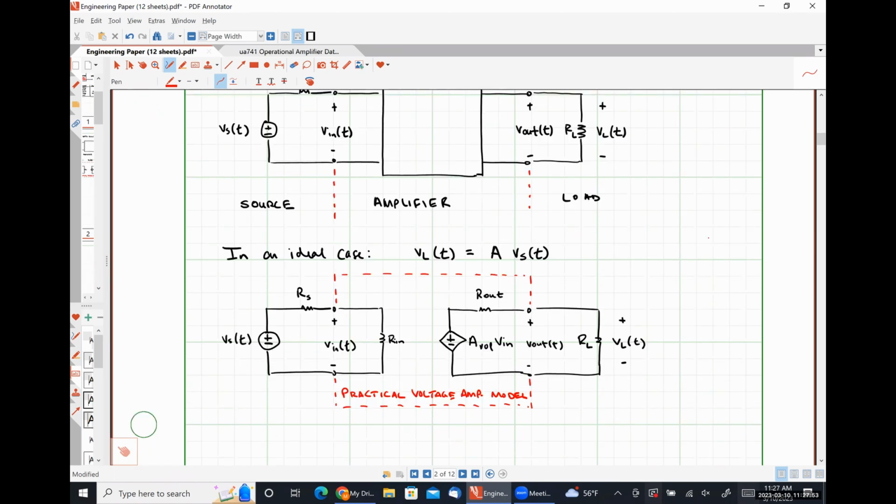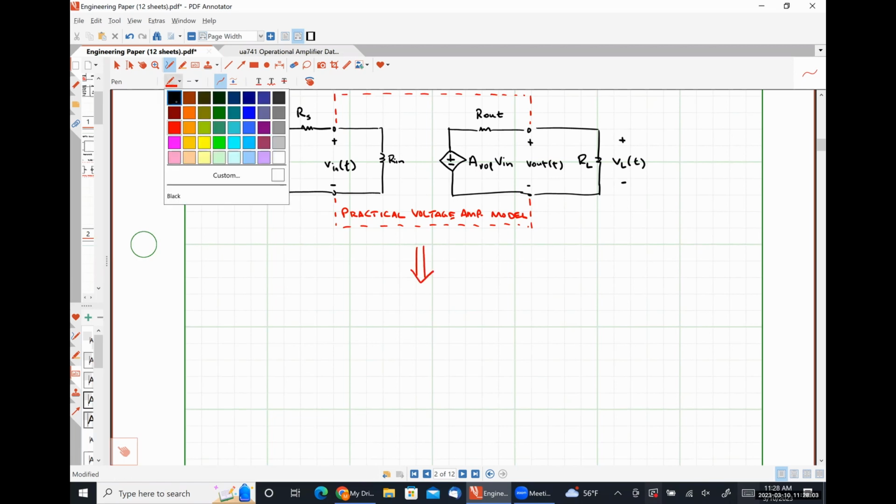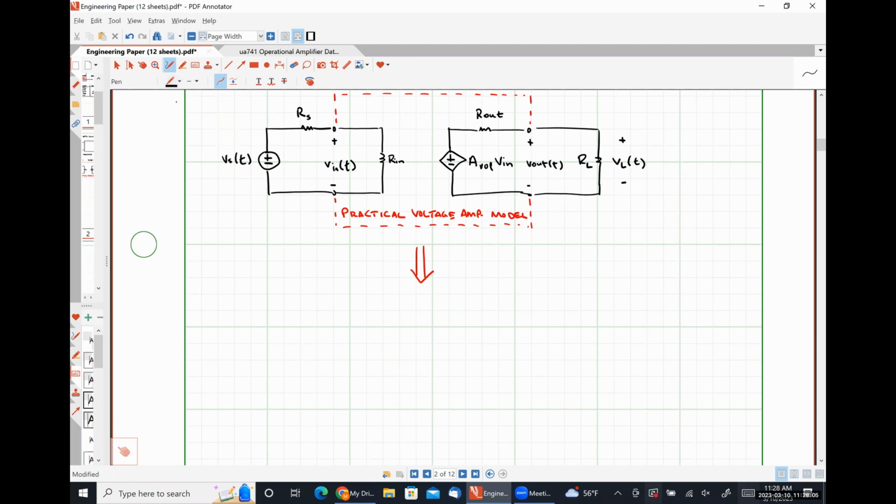So our op-amp model, which is just a modification of this thing, is going to look like this. So this terminal, I'm going to label with V plus. This is for our non-inverting input terminal of our op amp.